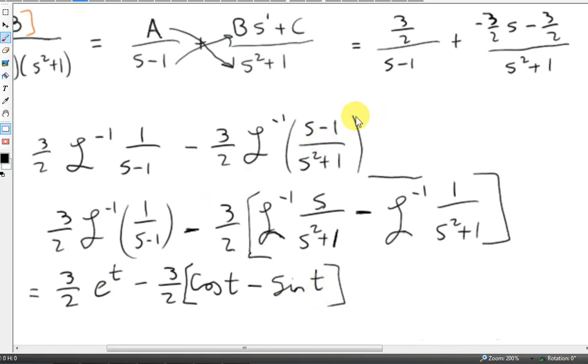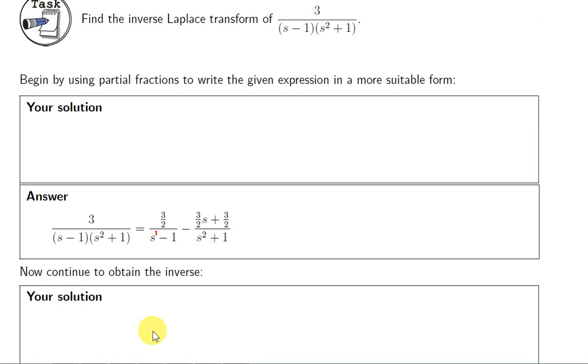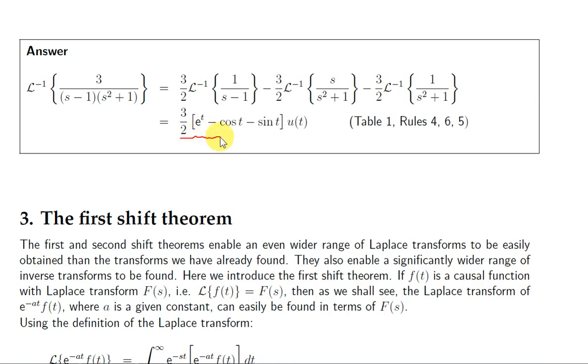I need to make a slight correction here. I took minus 3 halves out of the numerator up here, so this should be s plus 1. So this becomes a plus sign, and we have a plus sign here. And if we multiply minus 3 halves in here and factor out the minus 3 halves, we get our solution, and then we can put the ut after it.